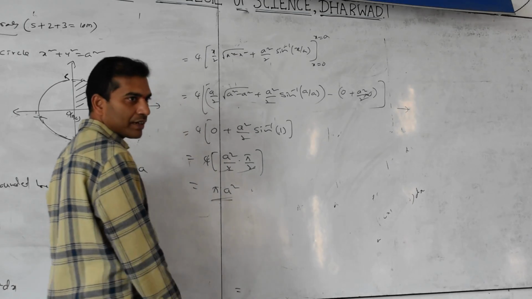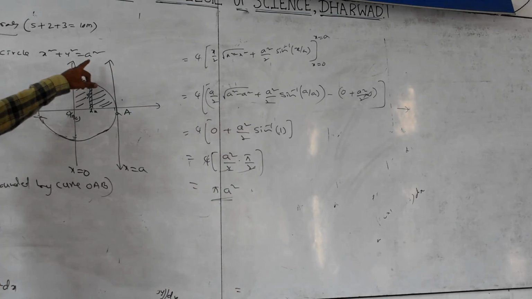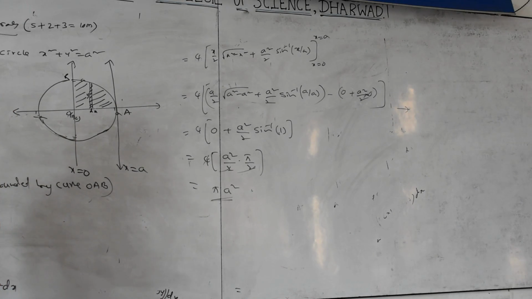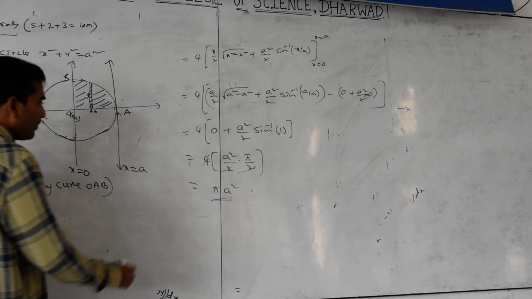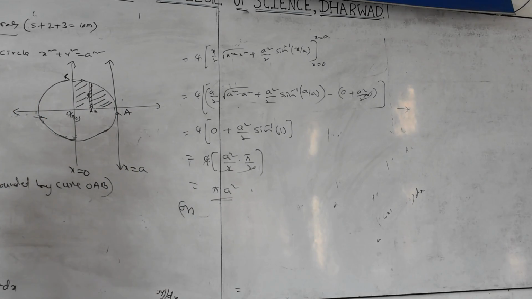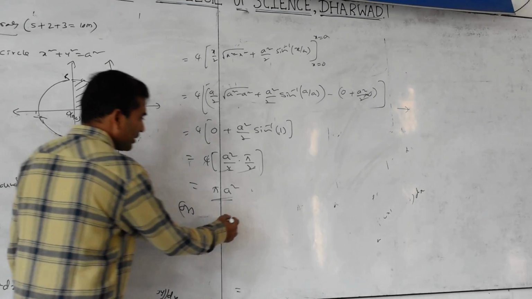Check the area of the circle. The area of a circle is pi r square, pi a square. We got it. Here we have taken with respect to the x-axis. You can take with respect to the y-axis also. We will get the same.